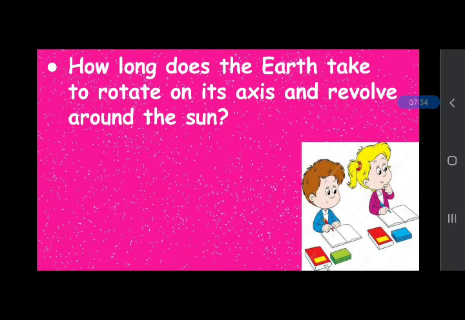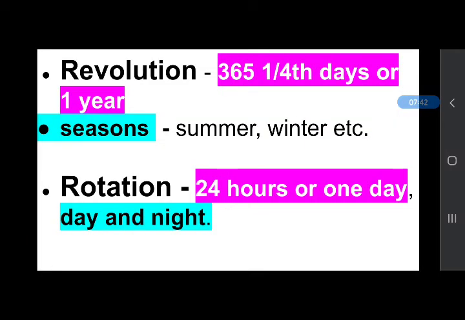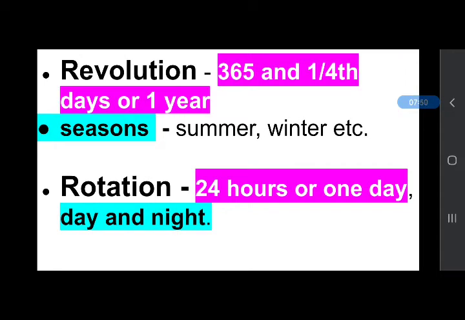Next question. How long does the Earth take to rotate on its axis and revolve around the Sun? So the Earth takes 365 and 1/4 days or 1 year, which means 365 days and 1/4 of 366 days. Earth takes 1 year to revolve, and revolution causes seasons like summer, winter, spring and autumn.